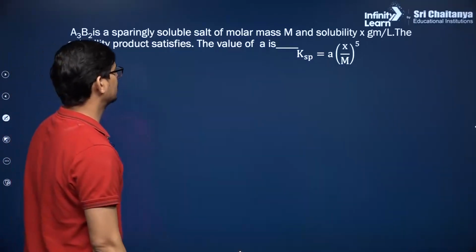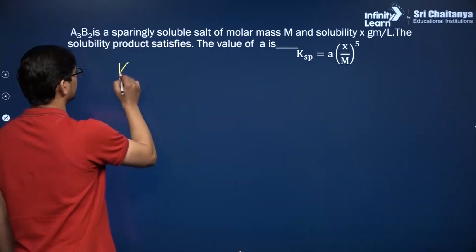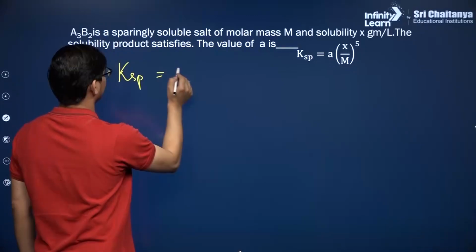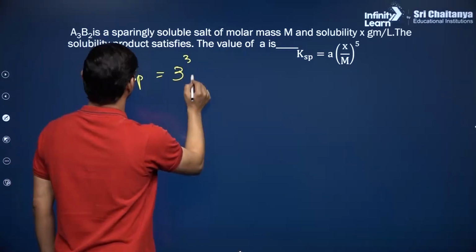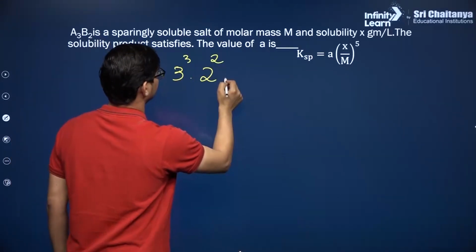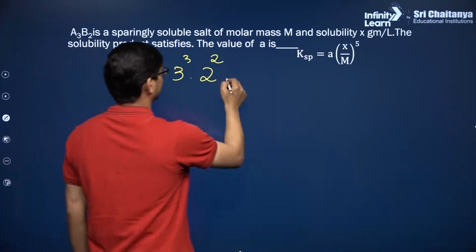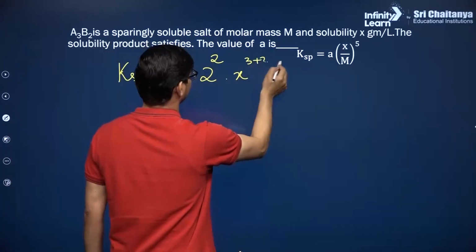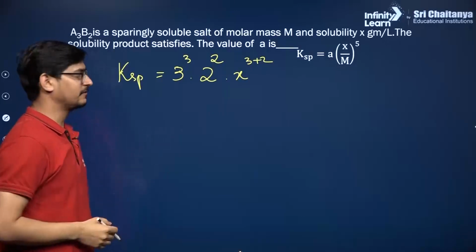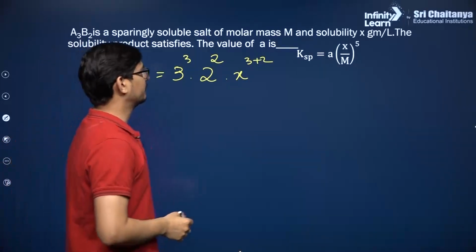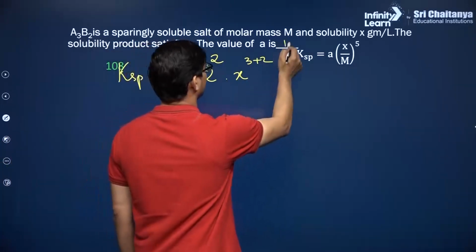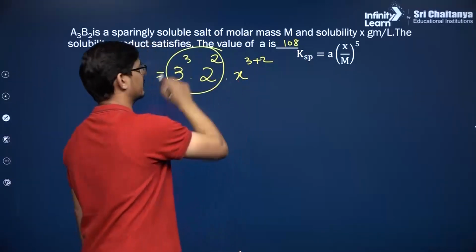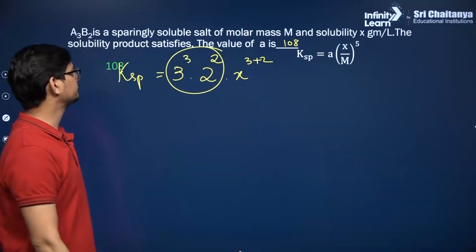Right, this is a sparingly soluble salt. Now you guys know that Ksp is the number of cations raised to the power number of cations, number of anions raised to the power number of anions. The solubility is x gram, and that will be number of cations raised to the power number of cations plus number of anions. So you can solve this, right? And you can find the value comes out to be 108. Yeah, this number they are asking for, that is 108.